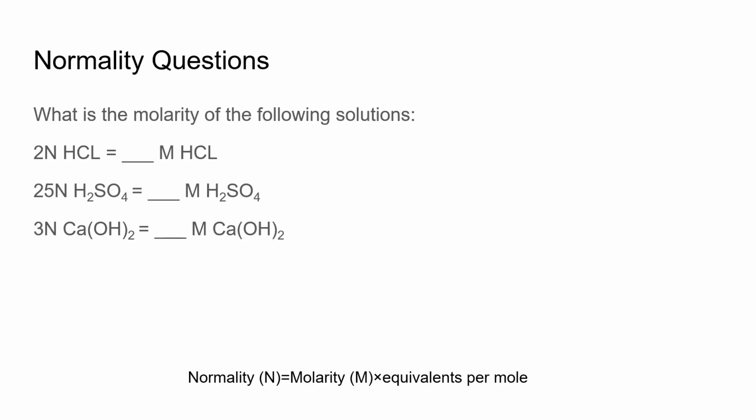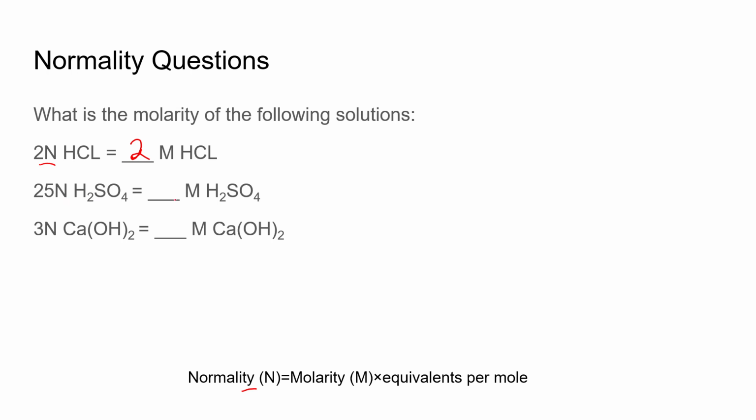So what is the molarity of the following solutions? And here's our equation down at the bottom. Normality equals molarity times equivalents per molecule. So this one is 2N HCl. We're talking about 2 molar HCl, because molarity and normality are the same when there's only 1 mole per molecule. So now we have 25N of H2.